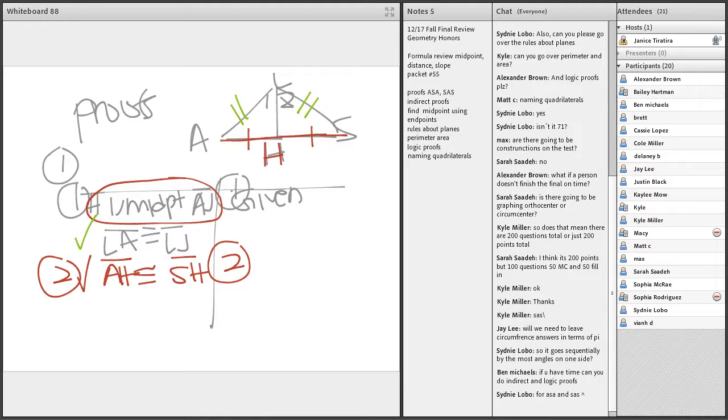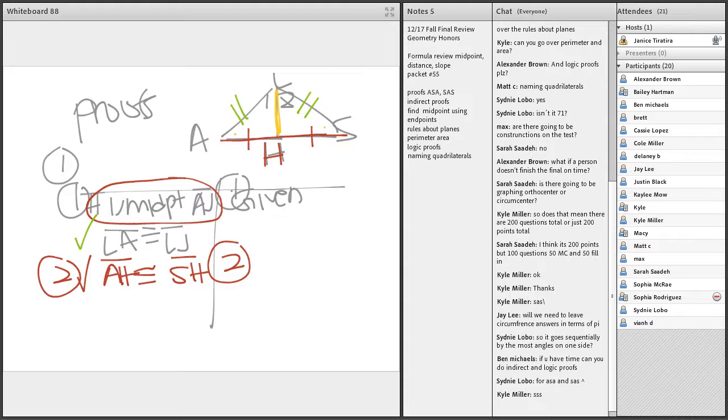And I can't say 1 and 2 are congruent. That's jumping to conclusions. I could go different routes. I can either say LH is congruent to LH, because that's the reflexive property, or some people might say A and S are congruent. Yeah, so you can do SAS or SSS, okay?